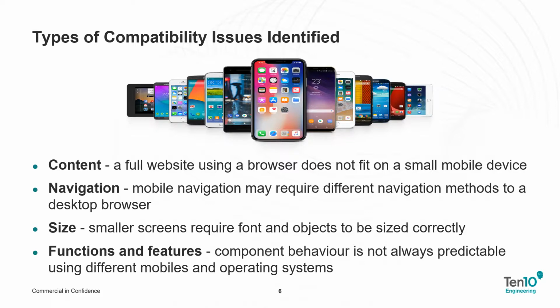So functions and features, so components' behavior is not all predictable using different mobiles and operating systems. There have been some bugs where, for example, a feature works on the most current version of an operating system but doesn't work on the previous version. So it's really important that we keep up to date with all the new operating systems or browser versions that are coming out, to make sure that the apps are built to these specs, but also that they are backward compatible, so that they will actually work with other lower ones.